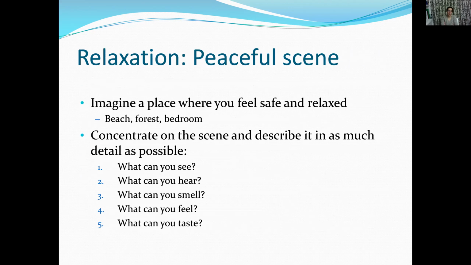So for those of you that are listening, I want you to close your eyes and imagine a place where you feel safe and relaxed. It can be somewhere out in nature. It can be a room in your home. It can be a memory. So concentrate on that scene. Keep your eyes closed and describe it in as much detail as possible.